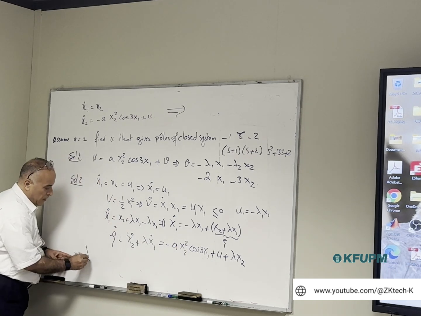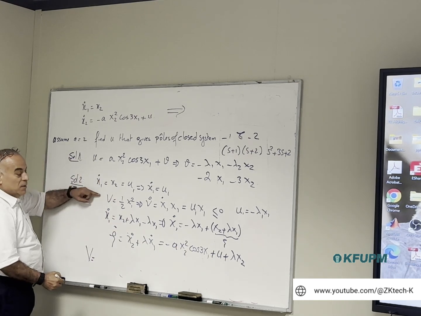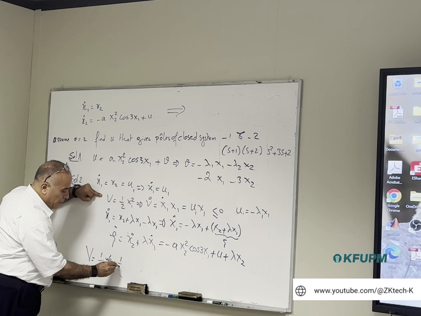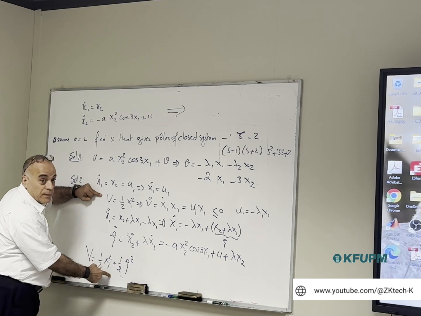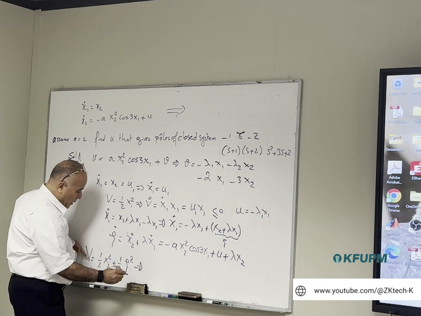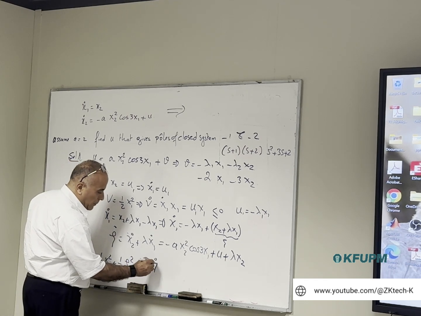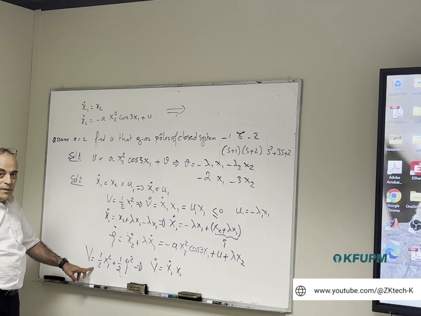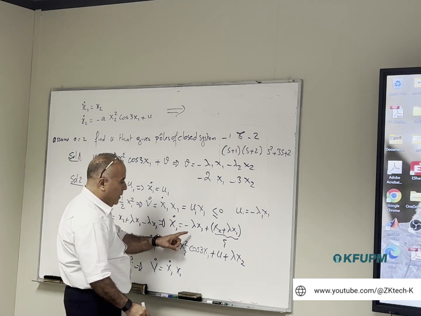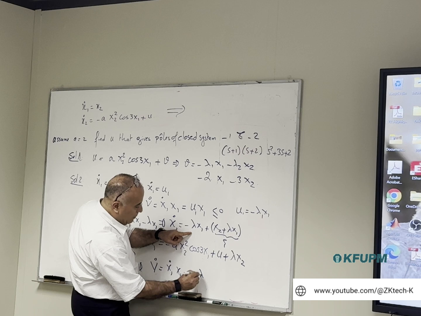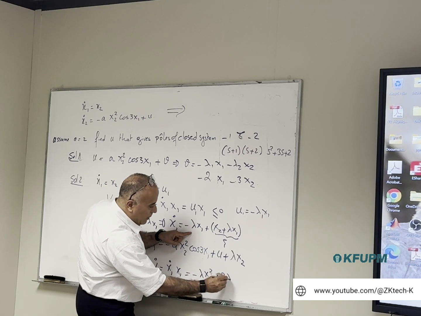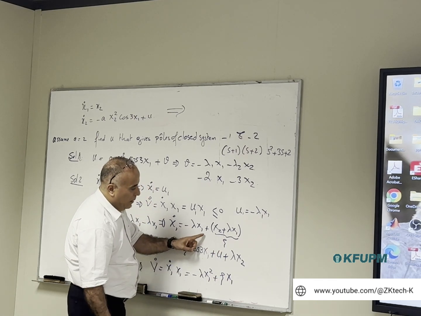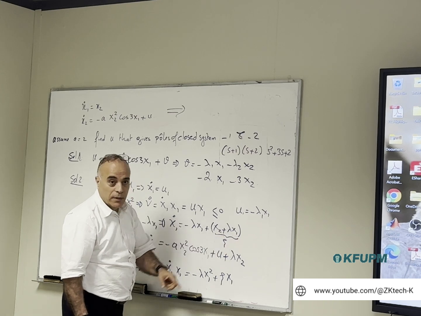Same thing. My V will be the previous V that I took, half of x1 squared plus half of zeta squared. So this will imply that V prime is equal to x1 prime times x1. And x1 prime, according to my equation, is equal to minus lambda x1 squared plus zeta multiplied by x1, or we can also separate it: x1 times x2 plus lambda x1 squared. Right?